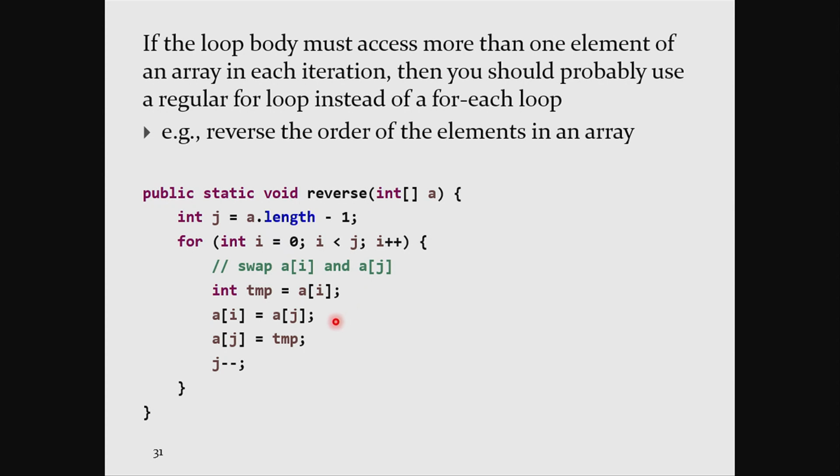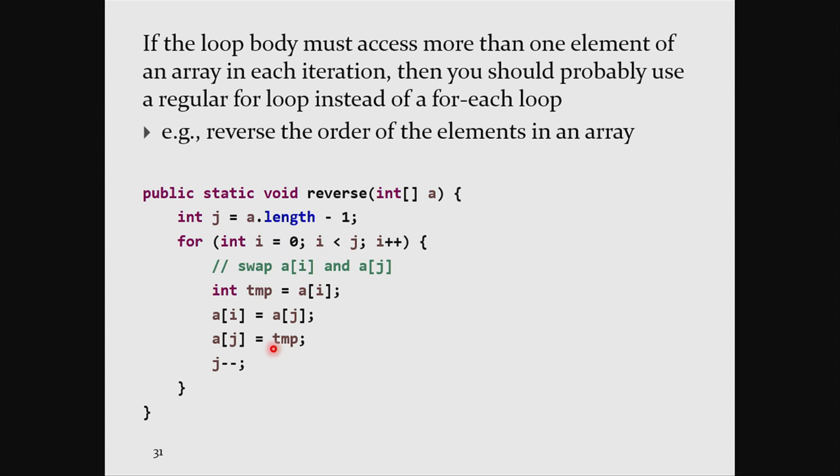Next line, I'm going to copy A[j] into A[i]. So I've lost the original value of A[i]. Fortunately, I have a copy of it back here. So then I can put temp back into A[j]. And then j is the thing at the end.